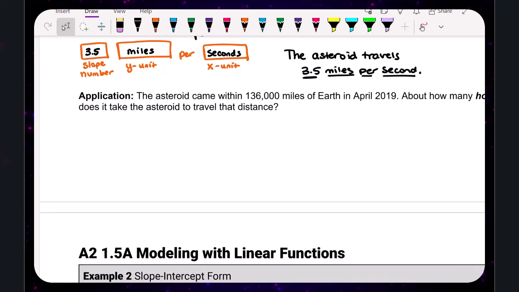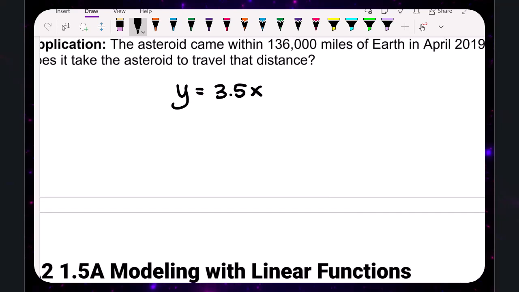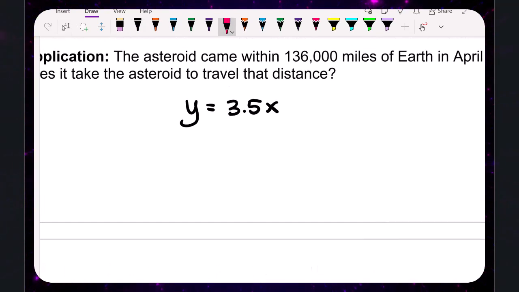So the next part is asking you to actually apply what you learned from your equation. So let's write our equation down. It was y equals 3.5x. Now, if equations confuse you, what you can do is you can write words above the x and the y. So if you look at your graph one more time, the x-axis is in seconds. Oh, I just wrote it on the wrong one. So the x is seconds, and the y is in miles.